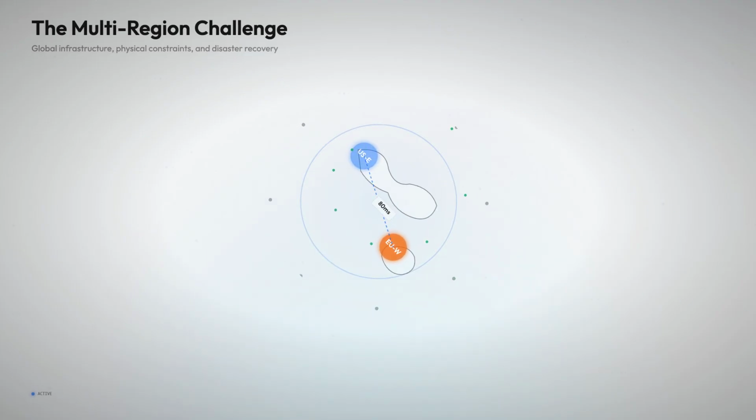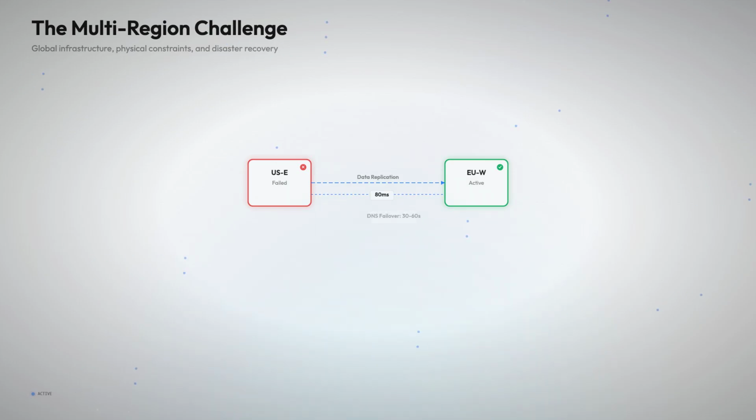But physics limits you. Network latency between US East and EU West is about 80 milliseconds round-trip. Disaster recovery requires fast failover, with DNS changes taking 30 to 60 seconds. The challenge? Design a system that balances high availability with these physical and operational realities.